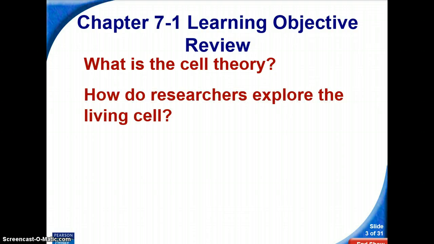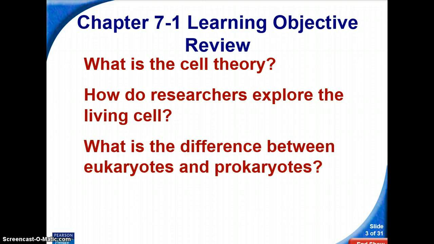The next learning objective review question for Section 7.1 is, how do researchers explore the living cell? And they do this by using microscopes, and a lot of times it's very high-powered electron microscopes that help to see lots and lots of good details. The last question for review is, what is the difference between eukaryotes and prokaryotes? And if you recall, a eukaryote has a nucleus and a prokaryote does not.